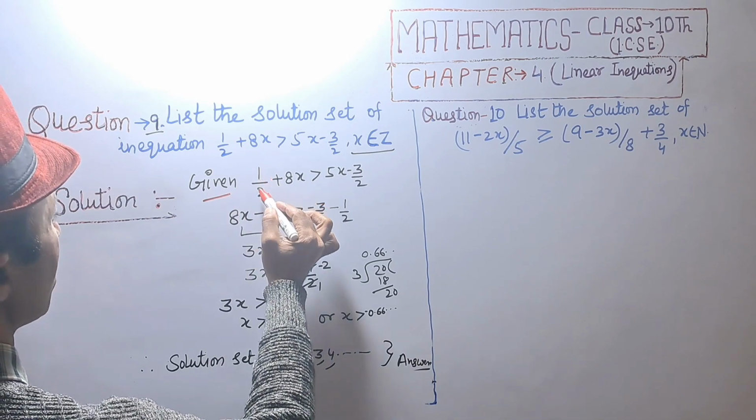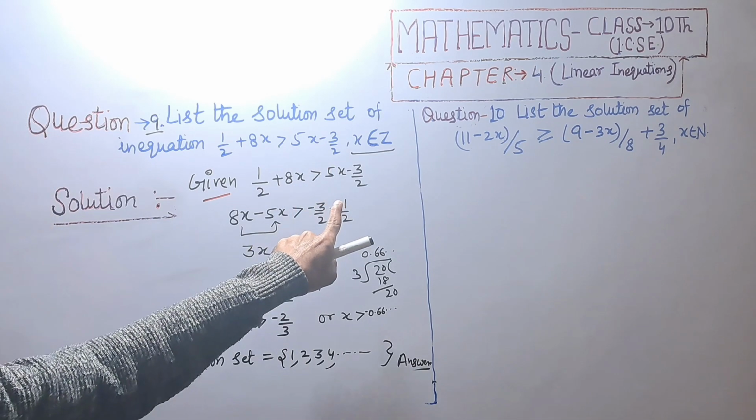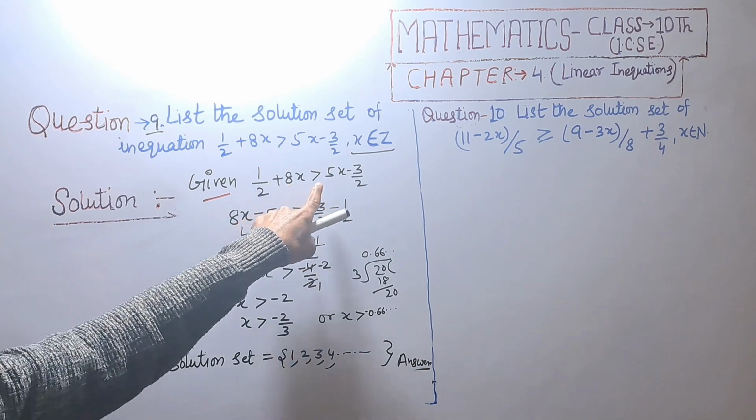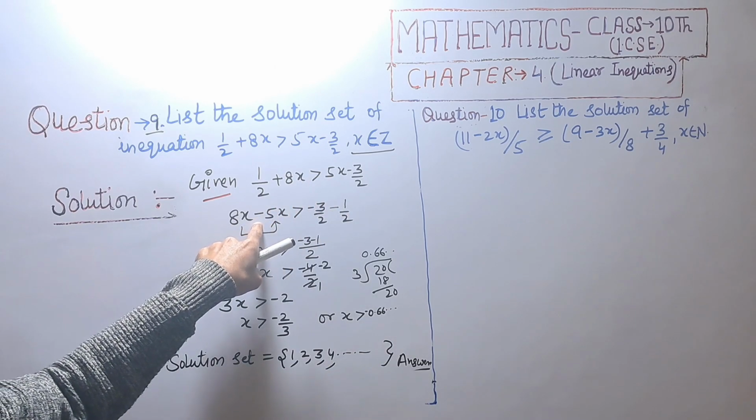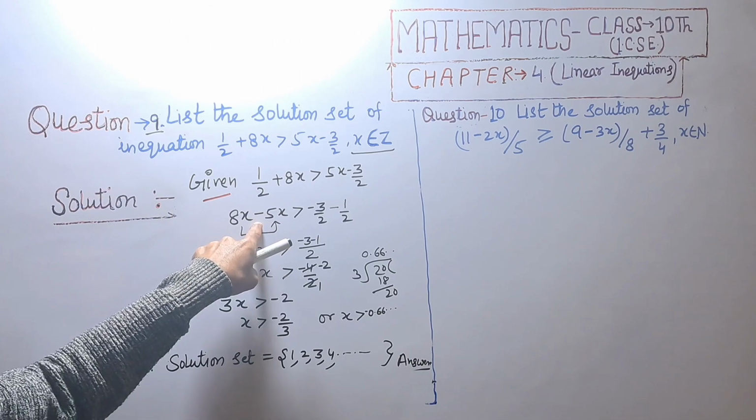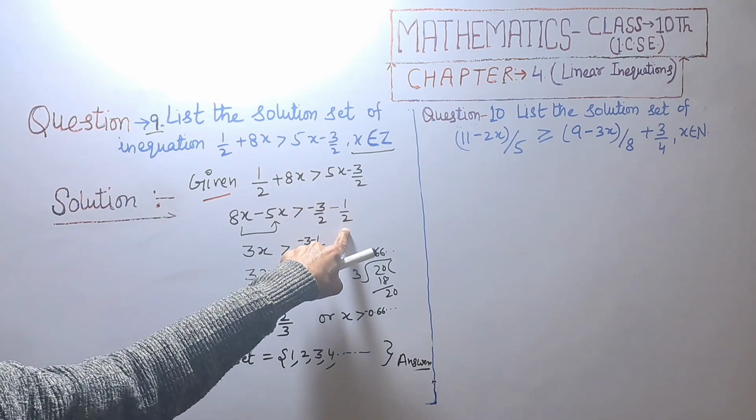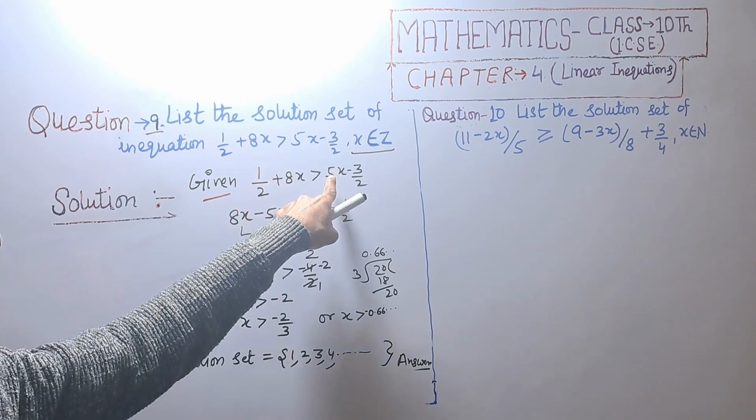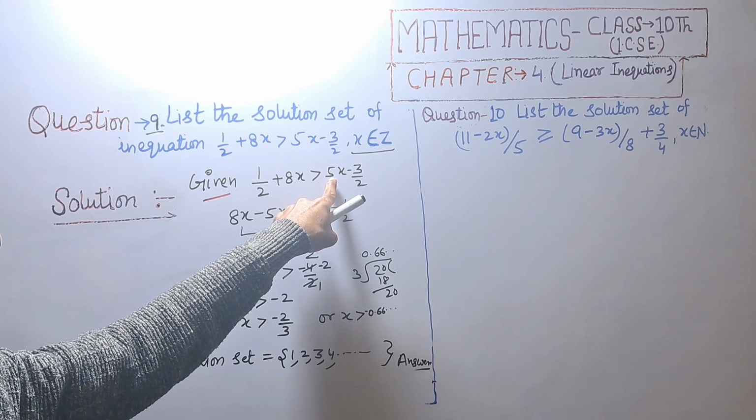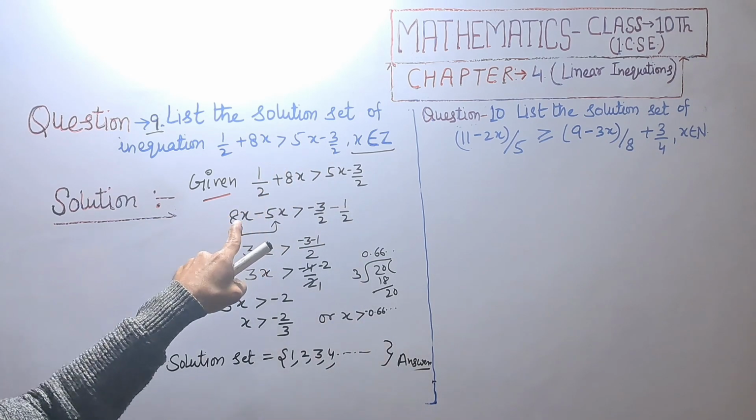Given 1/2 + 8x is greater than 5x − 3/2. 5x shifting to the left side will be −5x, and 1/2 shifting to the right side will be −1/2. The sign changes from positive to negative.